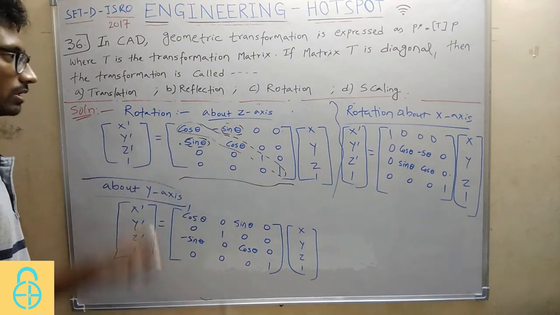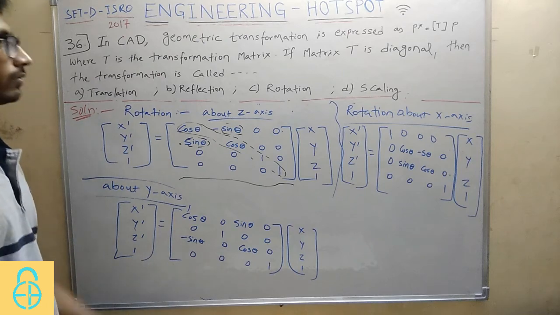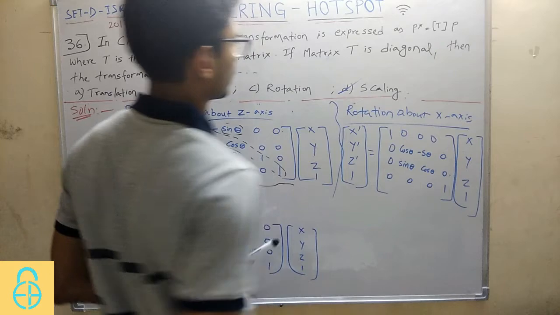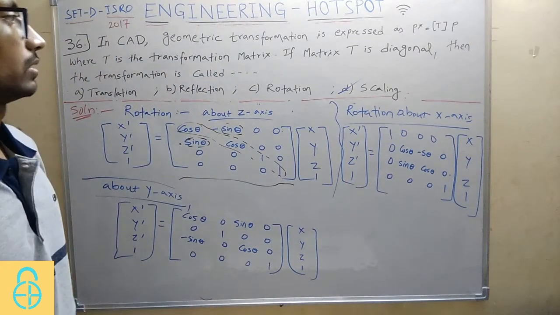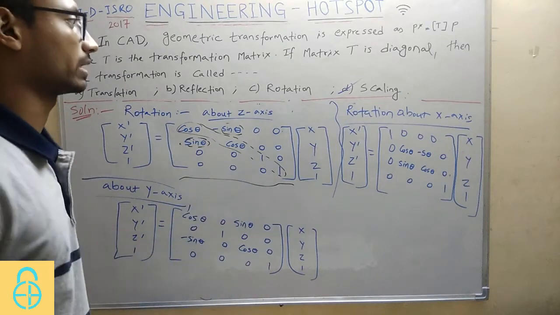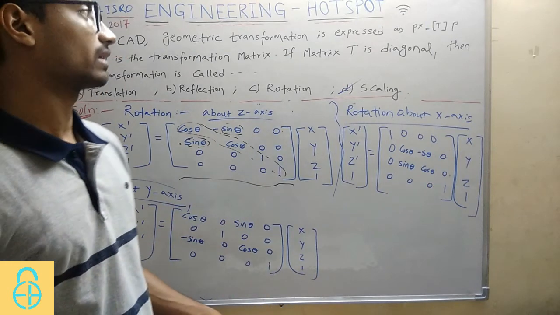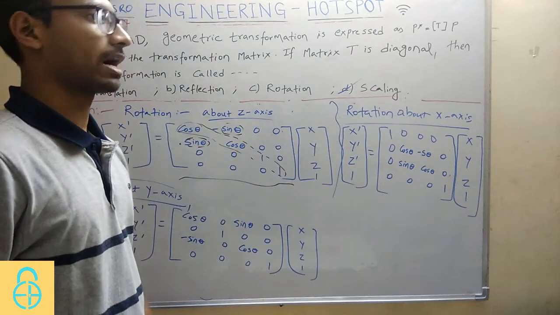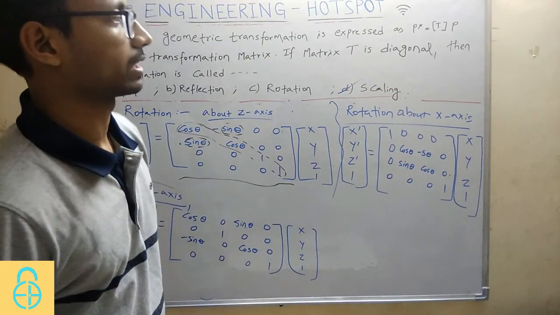So after looking at all the options, we come to know that only option D is our required answer, because when we have the condition of scaling, only in that condition will the transformation matrix be a diagonal matrix. So this is the correct answer.